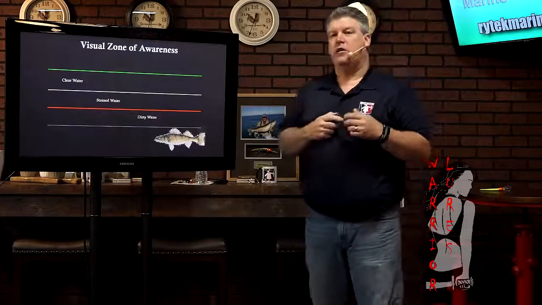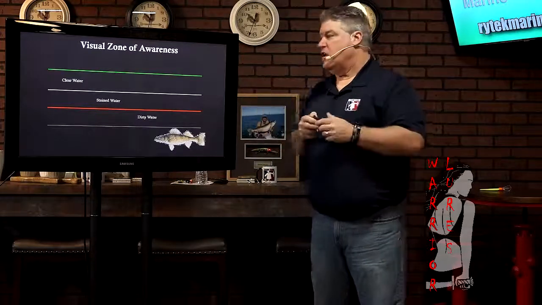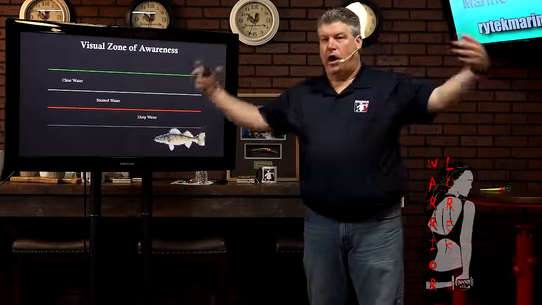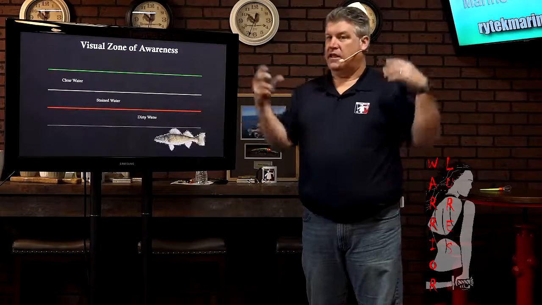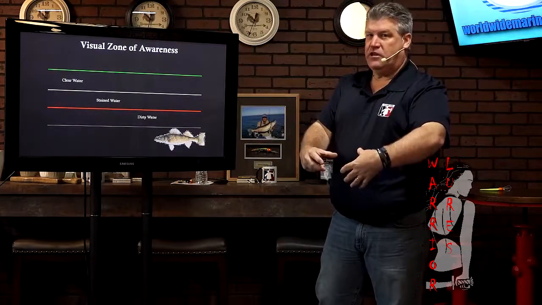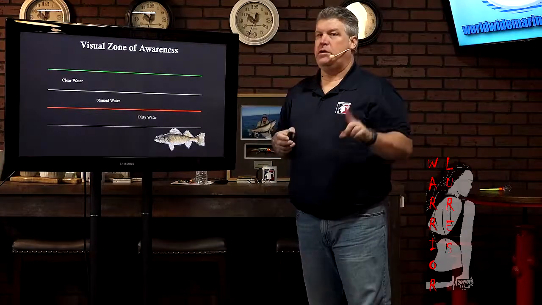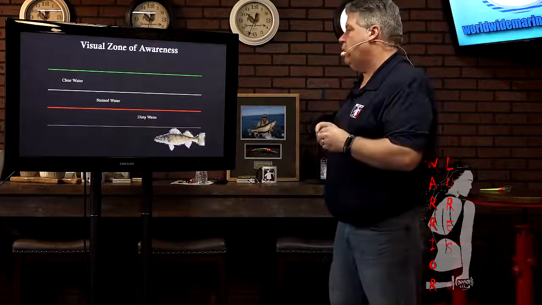Second thing we want to talk about is what we call the visual zone of awareness. How far can fish see? So not only are we looking at the depth of water that the bait fish are using, that the game fish are going to use, how deep the game fish are actually located in the water column, but where they're actually going to be and how close they're going to be to their bait, especially in open water.